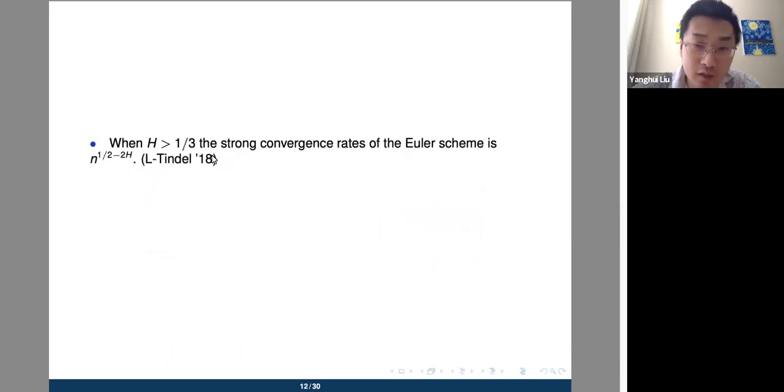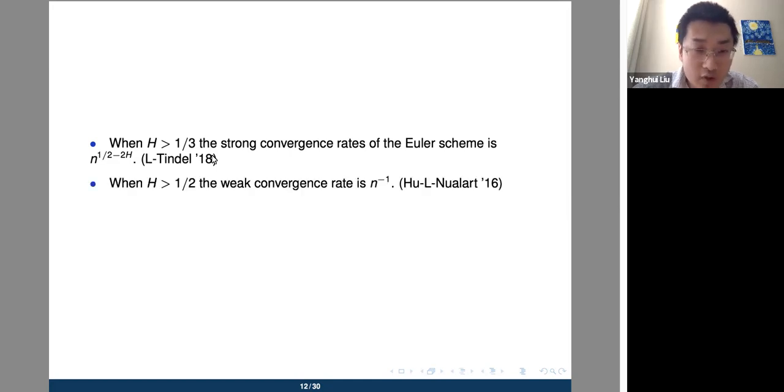Okay, so here are some results about the Euler scheme. When h is greater than 1/3, the strong rate of this new scheme is n to the 1/2 minus 2h. For example, if you take h to be 1/2, you will recover the classical result for the Euler scheme for Ito equation. When h is greater than 1/2, we also have the weak convergence result, and the rate is n to the -1, which does not depend on h.